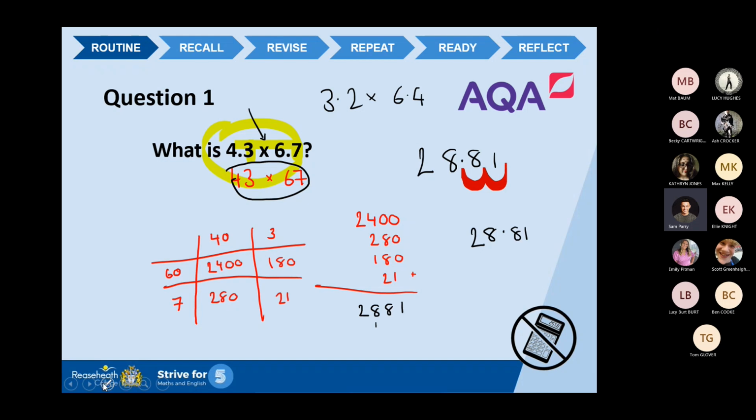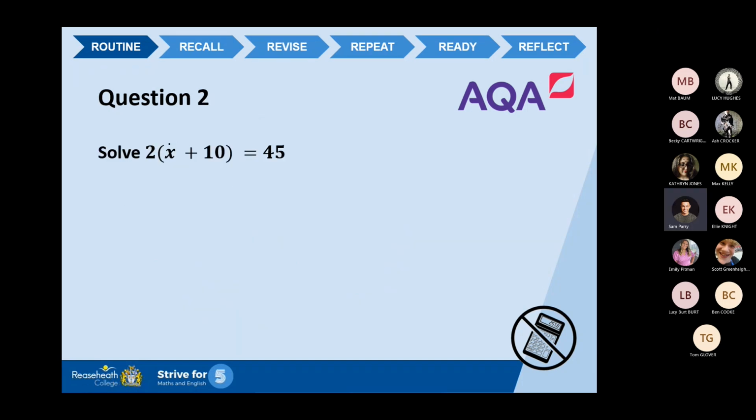Okay, next question. Question 2. Solve 2 open brackets, x plus 10, close bracket equals 45. So we have to expand these brackets. So these brackets here, we need to get rid of them, and we do that by multiplying. Even if you're not sure what to do sometimes in terms of solving an equation, if you see a set of brackets, always expand them. So 2 times x is 2x, 2 times 10 is 20, so it's going to be 2x plus 20 equals 45. Okay, so that gets you 1 mark, just for expanding those brackets.